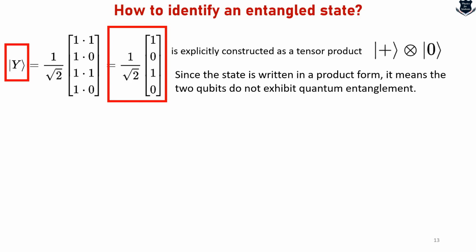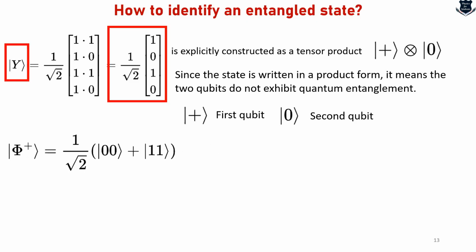Now this is explicitly constructed using a tensor product of plus and 0. Since the state is written in a product form, it means obviously the two qubits do not exhibit quantum entanglement. That means these are two separate states. So this y is explicitly constructed as a tensor product of plus and 0, and this is how we identify it. The state of the first qubit, this one, and the state of the second qubit, this one, can be described independently.